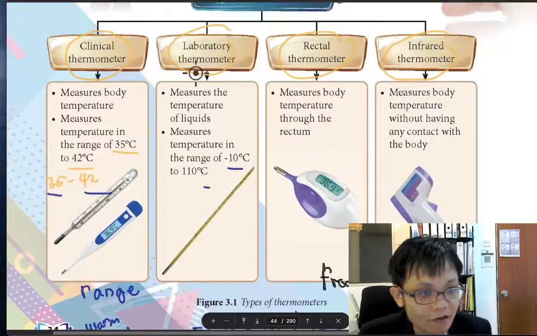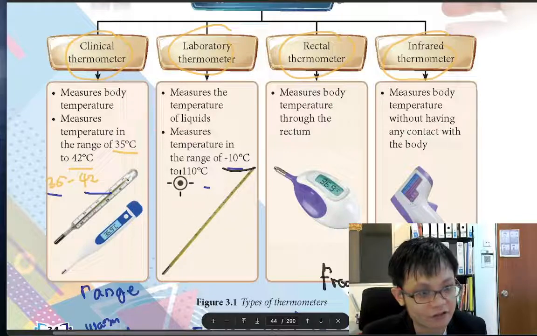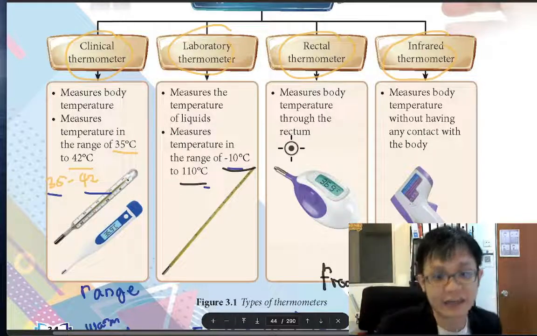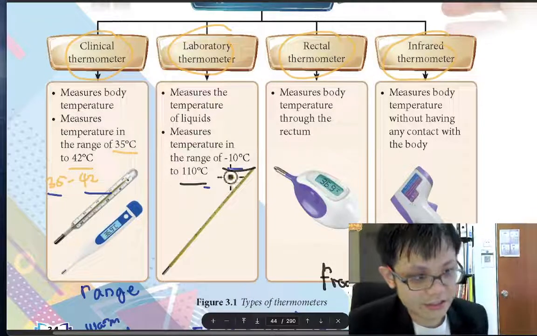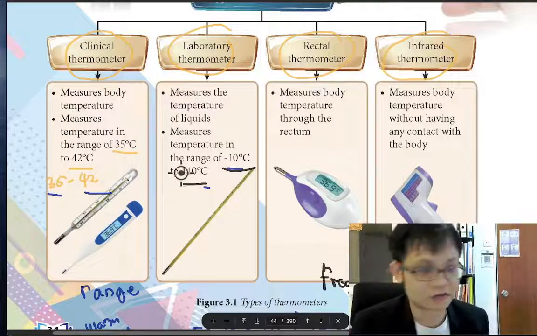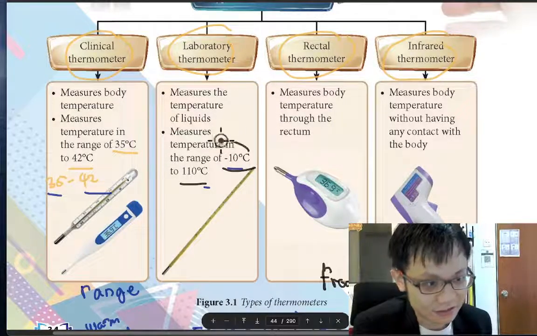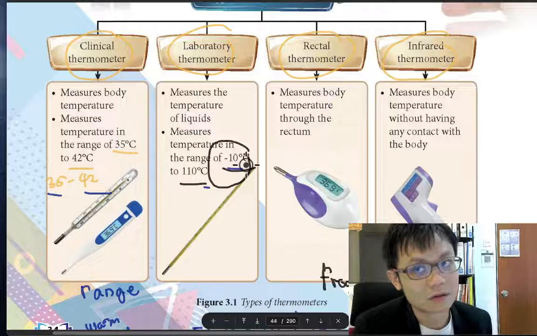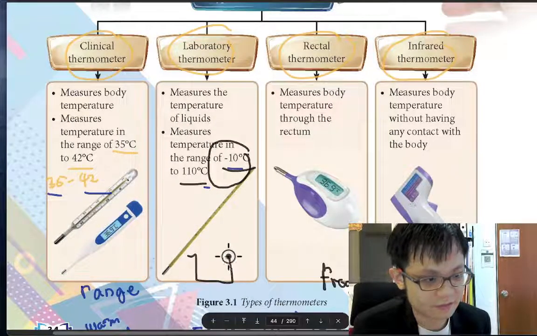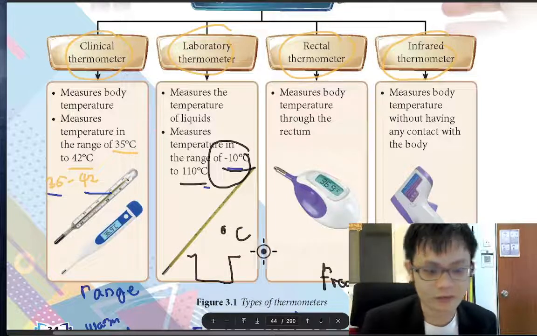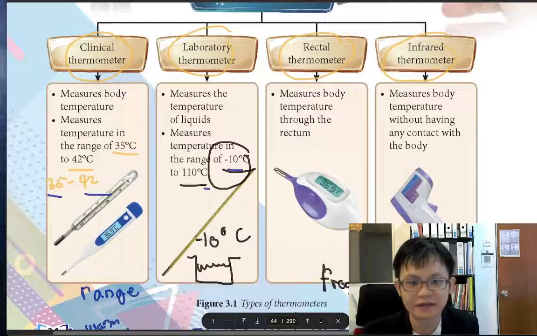Okay, now we have the laboratory thermometer, which can measure -10 until 110. And it makes sense because you are doing an experiment. So if you are doing an experiment, you want to measure like -10 to 110. -10 is possible, because how do you make the water -10? Anyone know how to make the water Celsius negative? How to make the water -10?